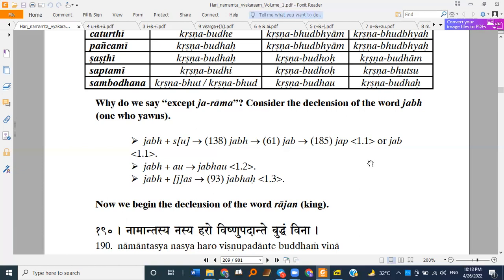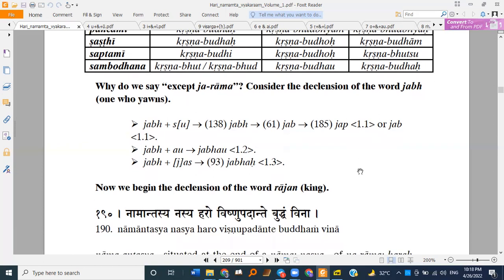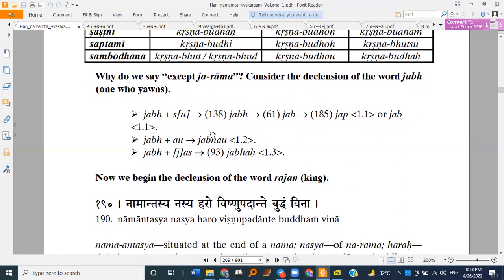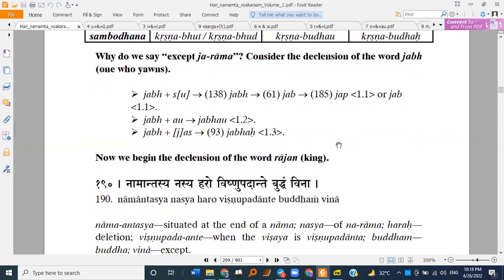Jap or jab. That looks like a Hindi word, jap. Yeah, jap karo. One who yawns. Oh, I see. I thought something related to japa. A good lecture could be given on this dhatu. So jap, jabha, jabha, ityadi. So we didn't apply javarja harikadade here.